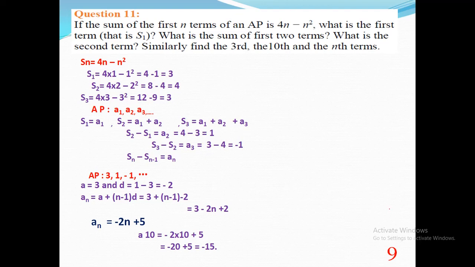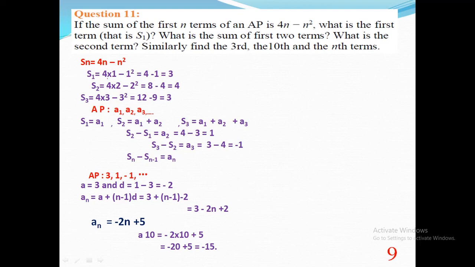Here we have to understand the logic. That I will tell you slowly. The whole question I have kept on the board so that you can look at it. Let us see. First, Sn is given here: Sn equal to 4n minus n square. Therefore, in place of n if I write 1, I get S1. In place of n if I write 2, I get S2. And when I write 3, I get S3, etc.